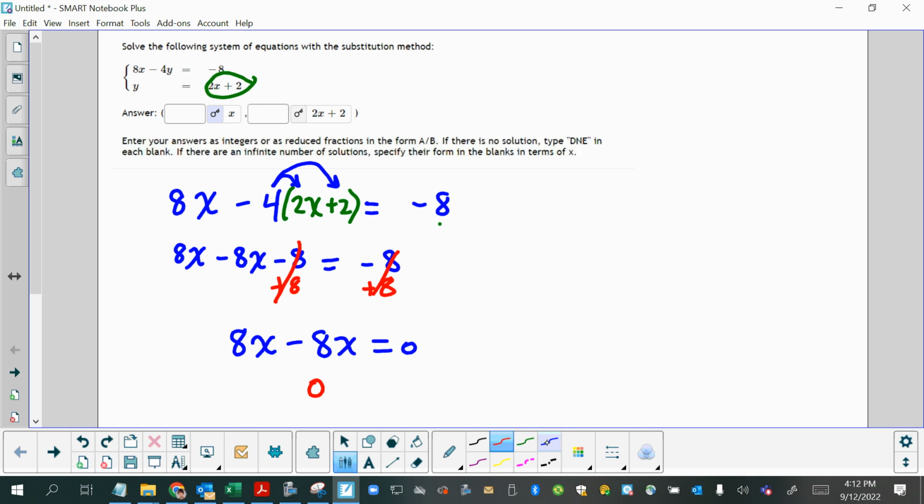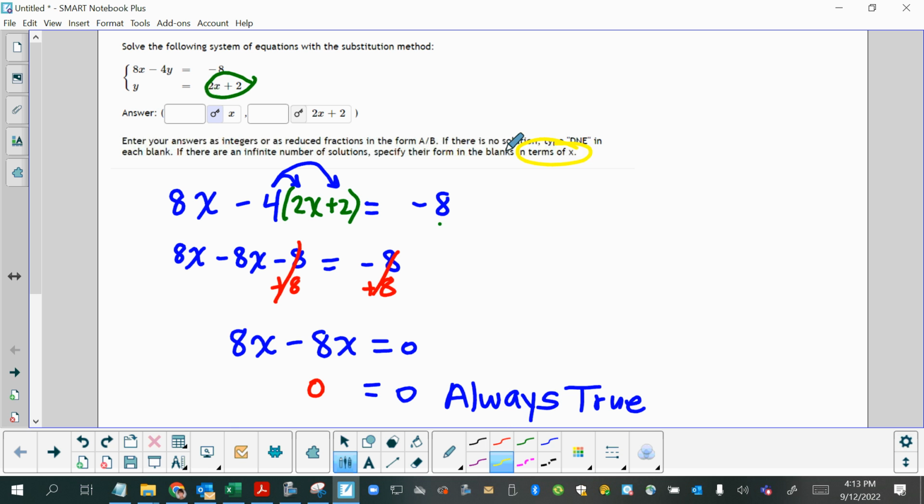So now I have the expression 0 equals 0, which is a statement that is always true, okay? Now, notice that all of the variables disappeared, and I ended up with a statement with just regular numbers in it that is true no matter what. So when this happens, it is because there are infinitely many solutions that will work. So what we're going to do is talk about all the many possible solutions in terms of x, because that's what we were directed to do.